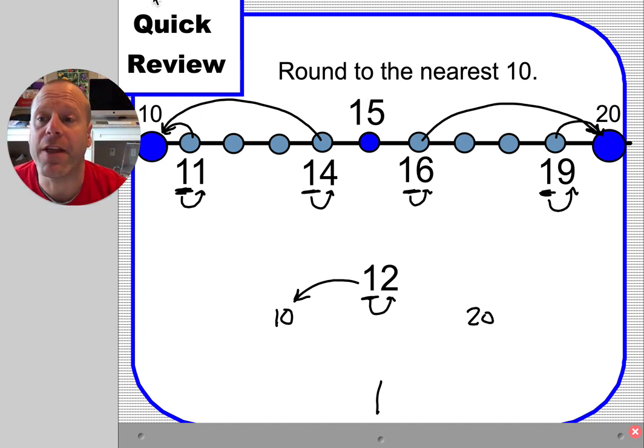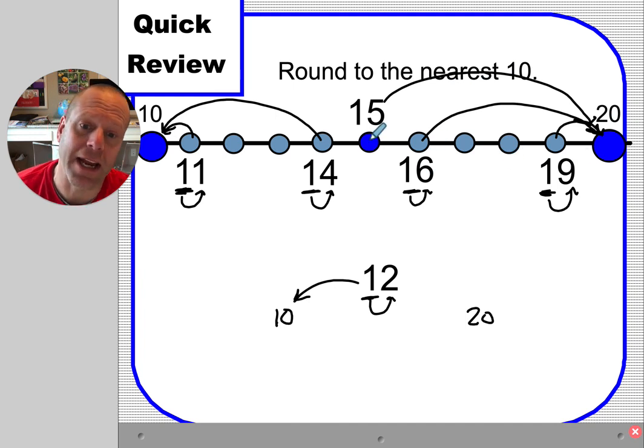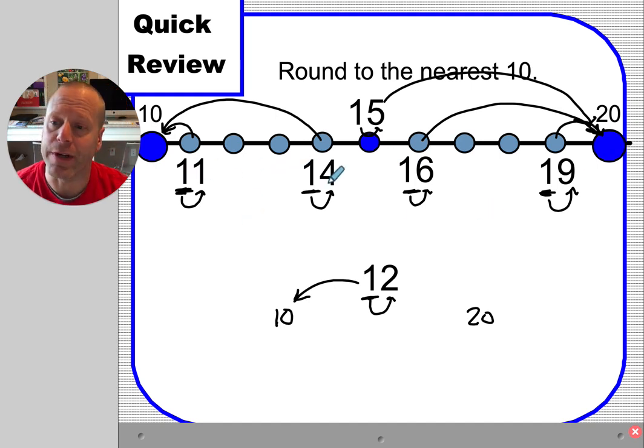Well, the math rule tells us that because 5 is a pretty big number, we should round up with that 5. So anything that's a 5, a 6, a 7, an 8, or a 9 in the back, right? You're going to round up. Anything that's a 1, a 2, a 3, a 4, you're going to round down.